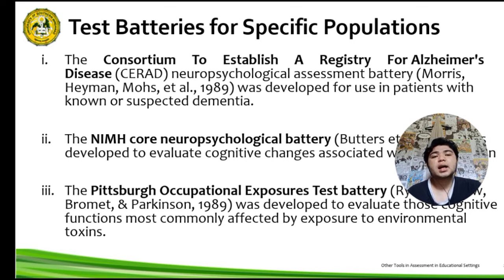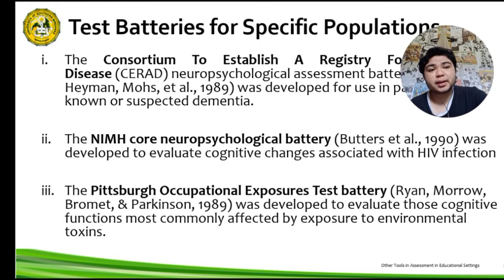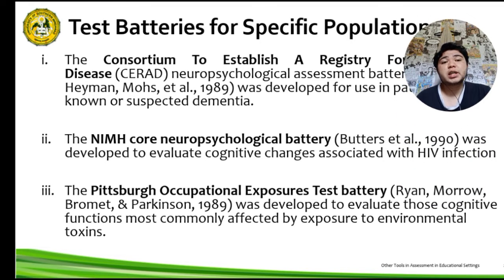This battery really has a good reputation because very good reliability and validity have been demonstrated. Also, normative data for the older adult population are available, according to the study of Welsh et al. in 1994. So that is first. It's for a specific population, which is those people who might have or already have Alzheimer's disease. So next is the National Institute of Mental Health Core Neuropsychological Battery.